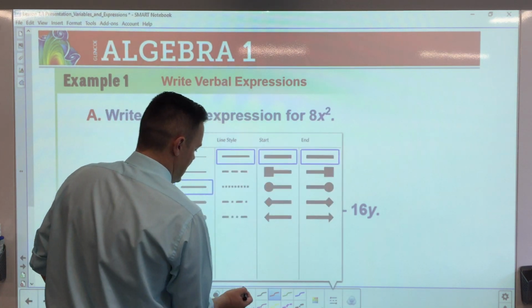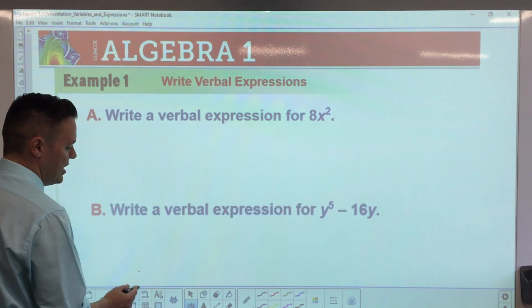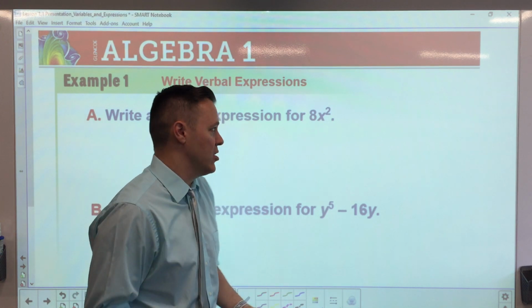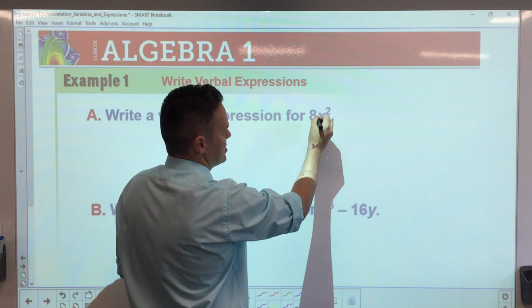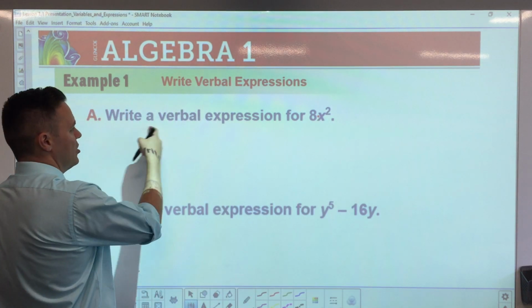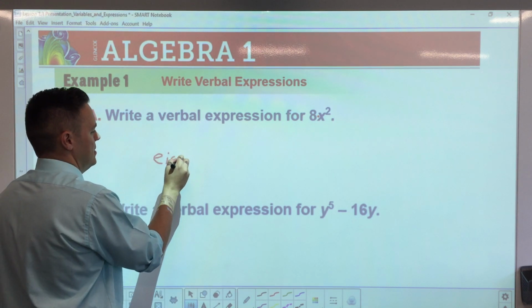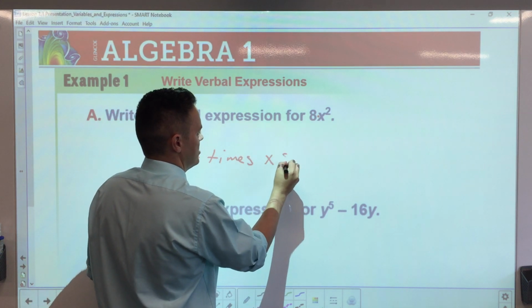What I mean by that is, you're at a point, academically speaking, where we're not going to tell you or show you every mathematical procedure, because what is actually in here? Is this 8x squared? It's actually what? 8 times. So for this one here, write a verbal expression, all right? It would be 8 times x squared.